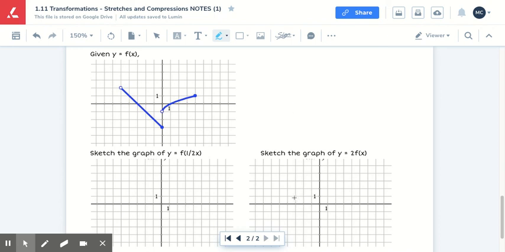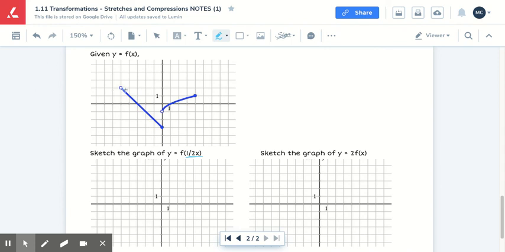Okay, so again, I'm using the same function that we had before. And this time we're going to be doing horizontal stretches and compressions. And I know that it's horizontal this time because the number that is included in my function notation here is with the x. It's inside the parentheses where the x is.